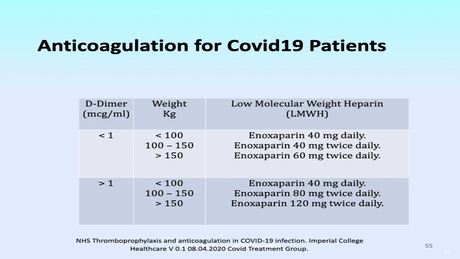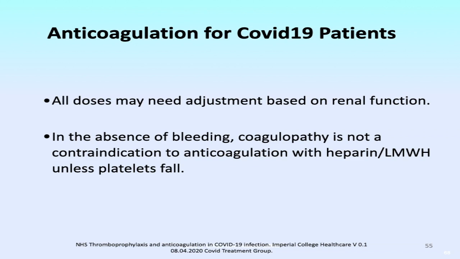So here if the weight is less than 100, we can go with 40 once daily, 100 to 150, 40 twice daily, providing the D-dimer is low. If the D-dimer is more than 1, then I can go with double dosing here, 80 twice daily in big weights, and 120 twice daily in more than 150 kg. So anticoagulation for COVID-19, all doses may need adjustment in renal failure. And in the absence of bleeding, remember that coagulopathy is not a contraindication to introduce your anticoagulation.